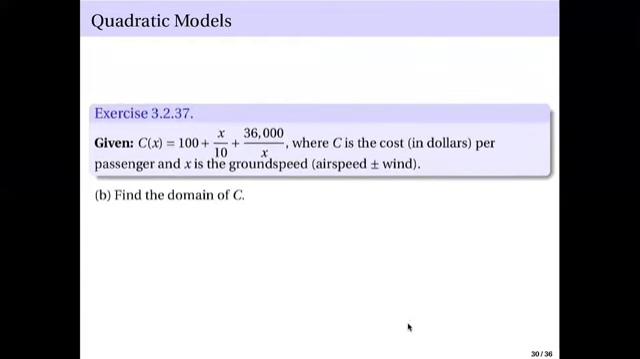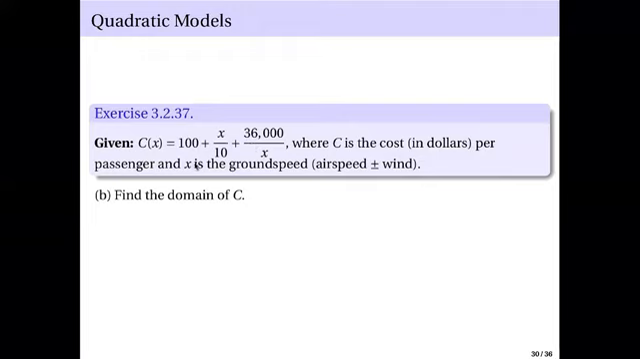Next here, we want to find the domain of C. So we want to find the domain of this cost function. To do this, one way is to write this in single fractions. You write this in single fractions.